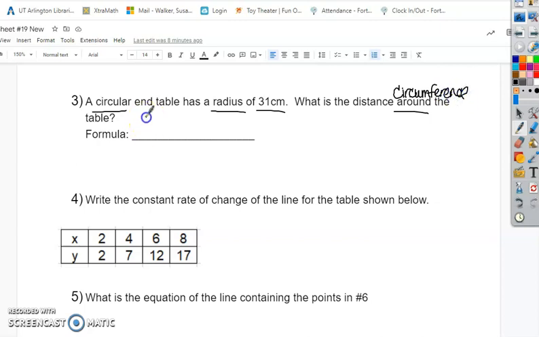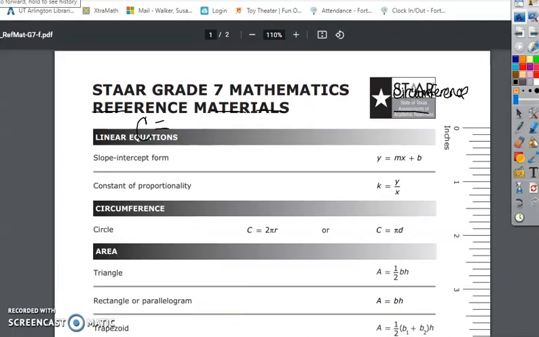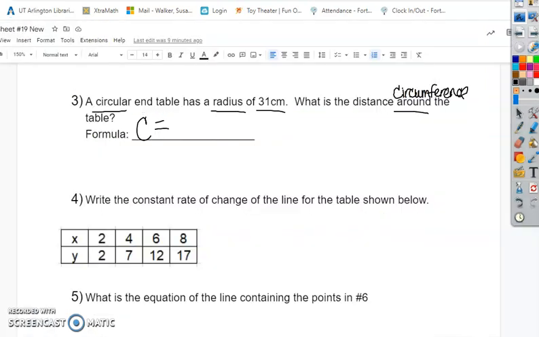So I need the formula for circumference. I'm going to go ahead and put a C there. I'm going to pull out my formula chart. Circumference, C equals 2 pi r, C equals pi d, C equals 2 pi r. Then you are going to plug in the numbers because there's your radius. I like this because I actually give it to you. There's no guessing on this. So plug your numbers in.